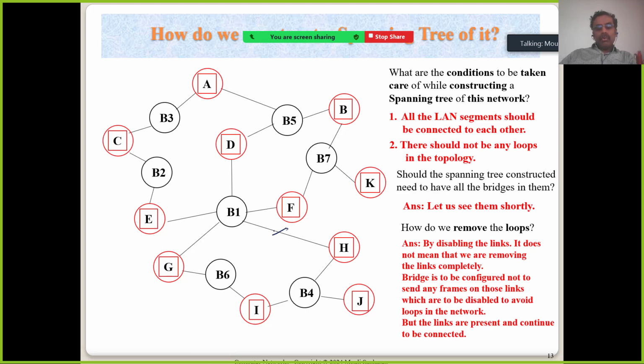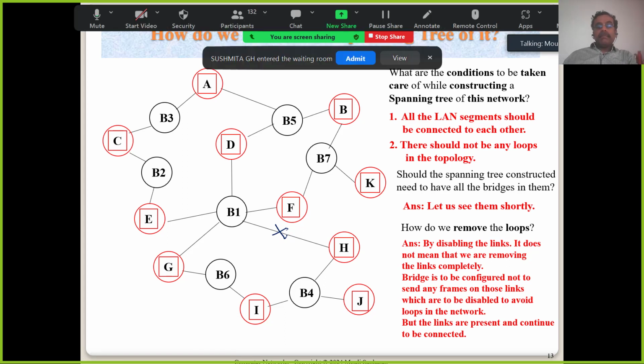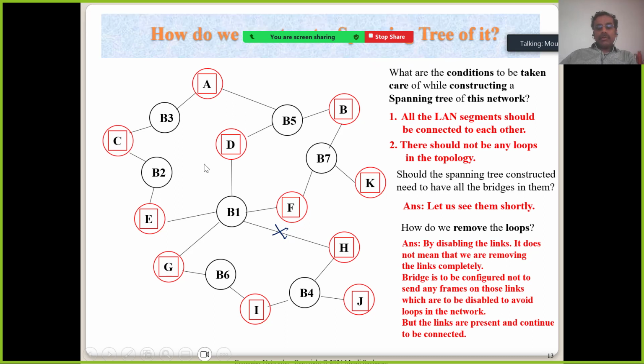Now, take an example. Suppose you decide not to have this link. I'm not saying that is correct or wrong; just for argument's sake, I am considering that one link is removed. You have picked that particular link to be invalidated. Then I don't want any traffic on this link, but I can only control this bridge not to send anything on it. I can't control the hosts in this LAN segment sending something which will be seen on this link.